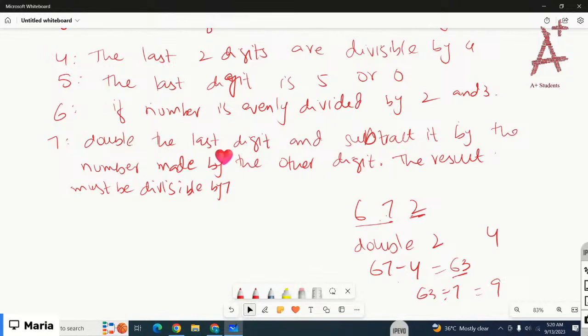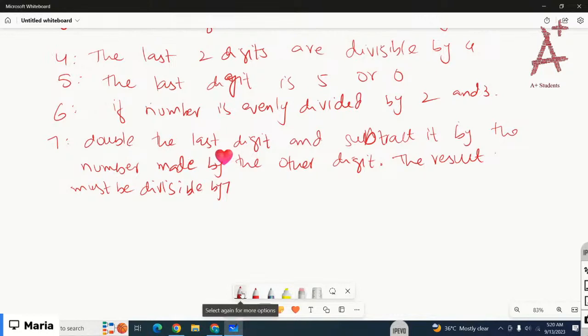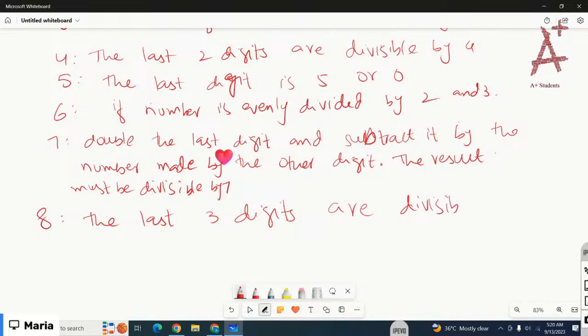The divisibility rule for 8 is that the last three digits must be divisible by 8. For 8, the last three digits are divisible by 8. For 9, the sum of the digits is divisible by 9.